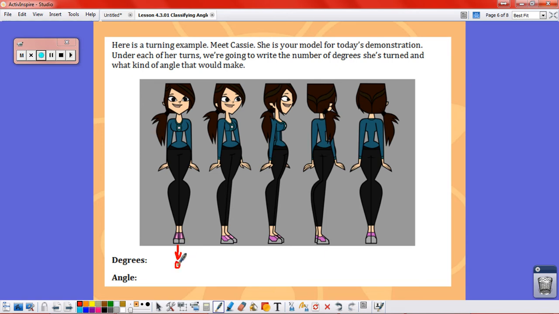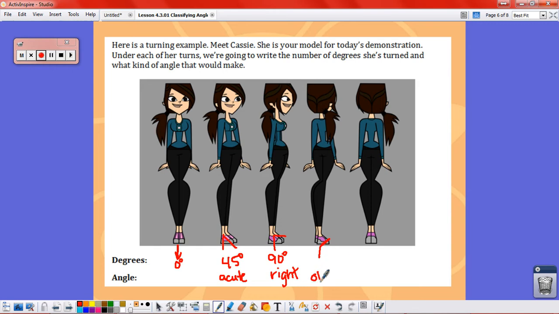So this angle, she starts facing this way, and she's still facing this way. So she didn't really move at all, so it's 0 degrees. She was facing this way, and now she's facing off a little bit this way. So that makes an acute angle. Since the next one is kind of a 90-degree thing where she was facing this way, now she's facing this way, we're going to assume that this is halfway in between, and it kind of looks halfway in between. So halfway between 0 and 90, there's a 45-degree angle.